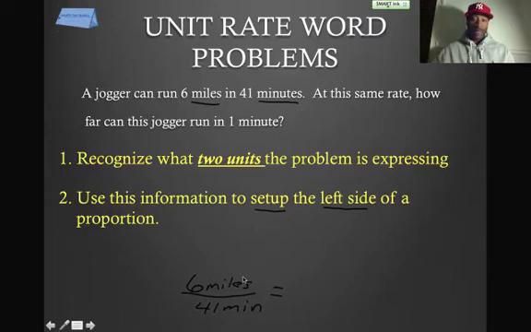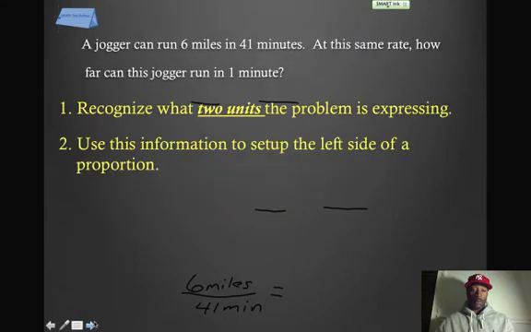Now I haven't done any math yet. All I did was use the information given in the problem to set up the left side of the proportion. So the first step was to recognize what 2 units the problem is expressing. This is important because you have to have your units in your proportion. It helps you keep everything in order. Then I just used this information to set up the left side. Let me get rid of all this, because now let's go to step 3.